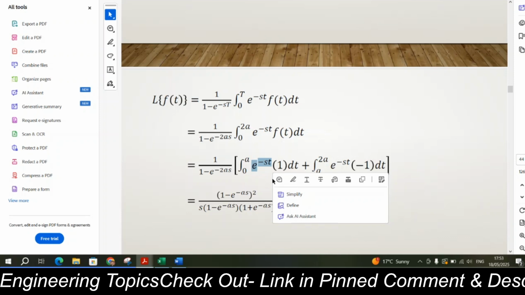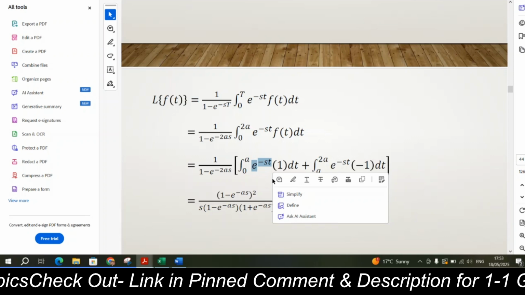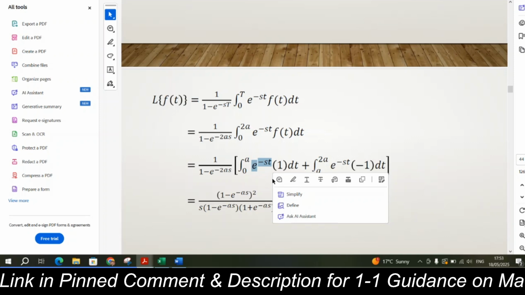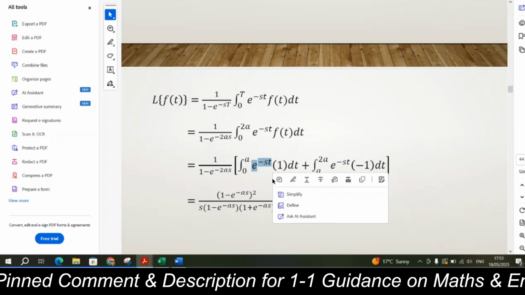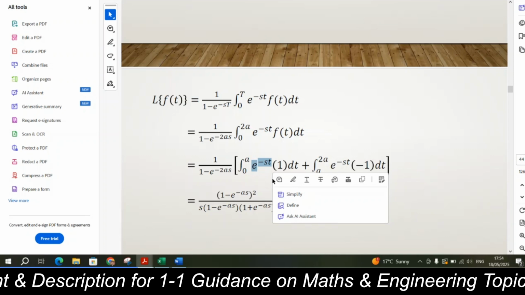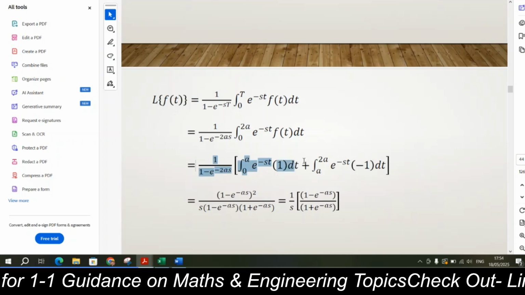And over here, the value of a is actually s. So s instead of a. Correct. Sorry, not s. It will be minus s. Sorry, my bad. The constant is minus s over here. So 1 over minus s into e raised to minus st. And then you will substitute t as upper limit a and lower limit 0.